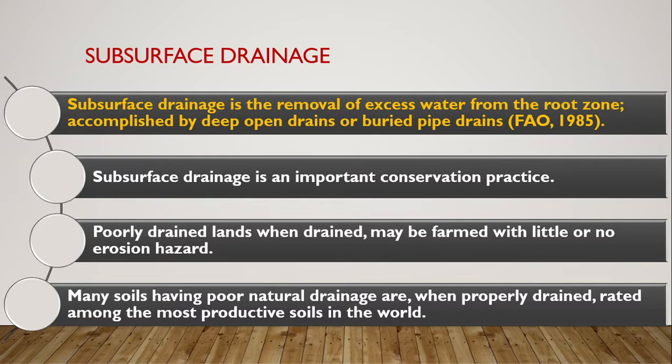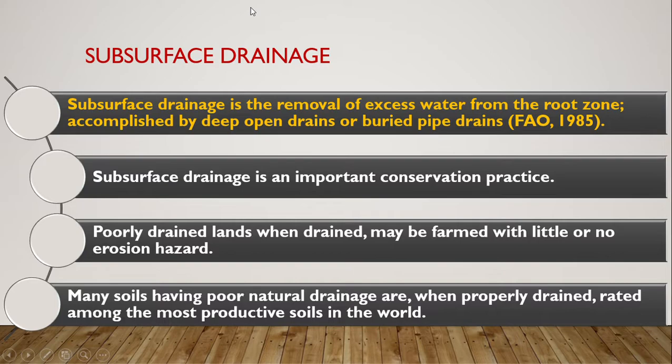You all know that surface drainage is the removal of excess water from the surface of the land, while subsurface drainage is the removal of water from below the root zone, or from the root zone of the crops. It is accomplished by deep open drains or buried pipelines. This is the definition given by FAO, Food and Agricultural Organization, in 1985. As per their definition, subsurface drainage is the removal of excess water from the root zone accomplished by deep open drains or buried pipelines. So this is the main definition which you have to study.